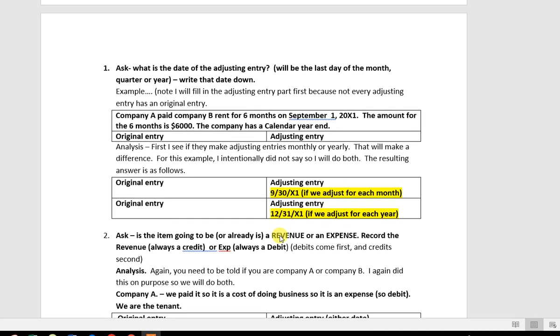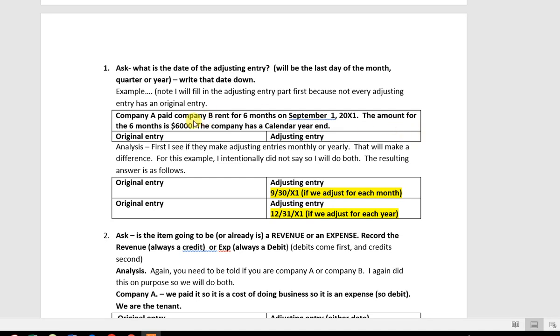Okay, so one thing that I'm going to do is we need to figure out the amount of time our adjusting entry is for, and that basically is dependent upon how often you make the adjusting entry. So if I'm doing it only for the year, I may be adjusting for 6 or 7 months. If I'm doing it on a monthly basis, I'll always be adjusting it for a month.